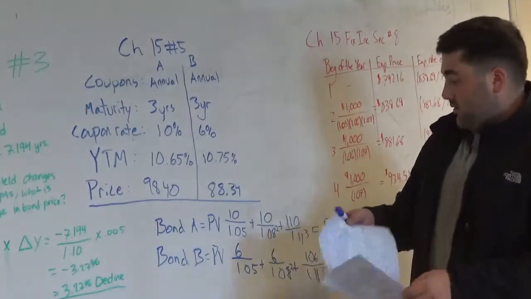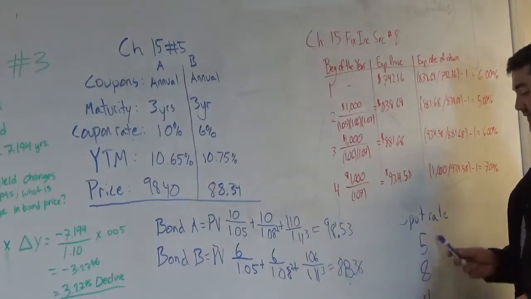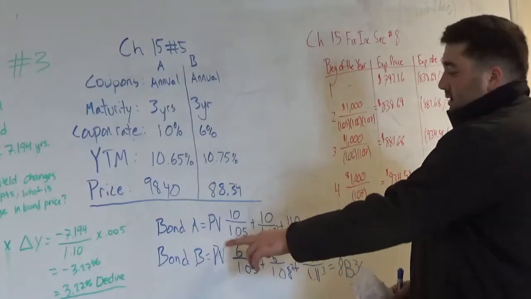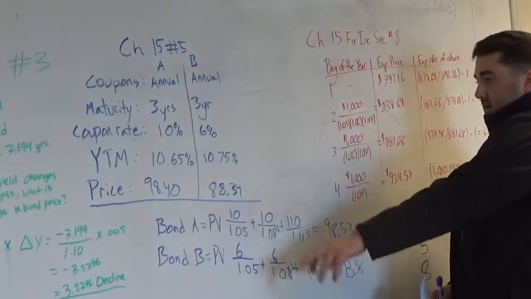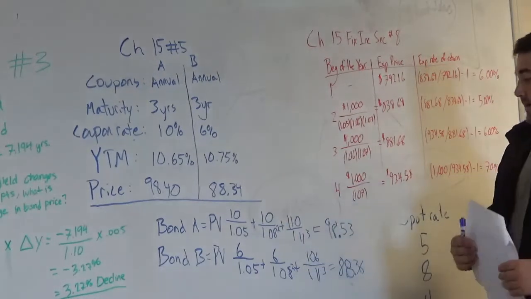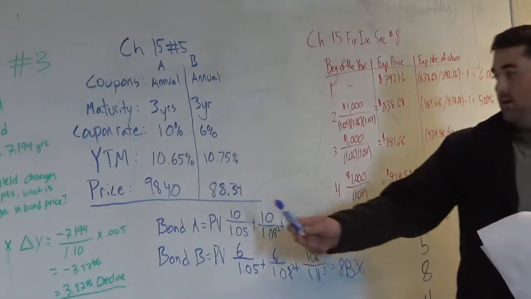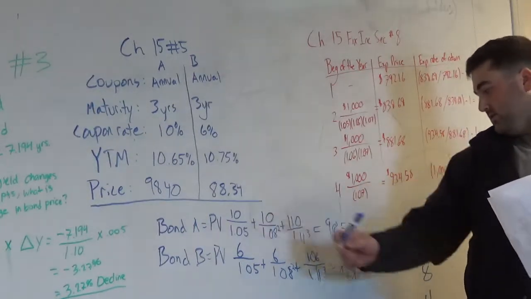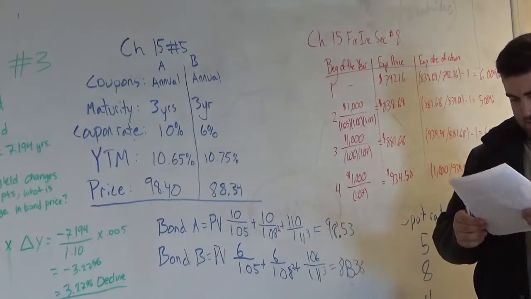So we're going to discount the cash flows at the spot rates of 5, 8, and 11. As you see, bond A has a 10% coupon, so we go with spot rates 5, 8, 11. Bond B has a 6% coupon, with the same spot rates 5, 8, 11. We work them out. We get 98.53, which is 13 cents more, and we get 88.36, which is 2 cents less.